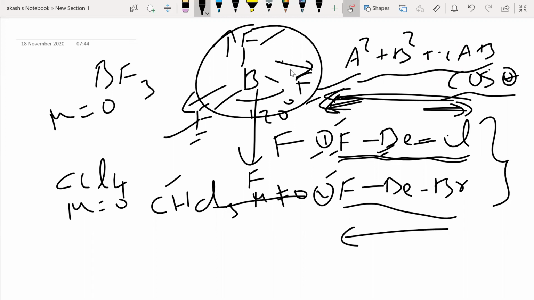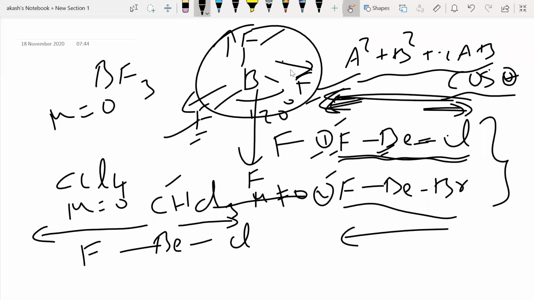Now, let me put it this way. Let me draw the molecule, Cl, Be, F. I'll draw a little smaller arrow for this and a very big arrow for this. So obviously the difference between these two would be the direction towards this. The difference is a little small, because fluorine is electronegative and chlorine is also considerably highly electronegative, right?